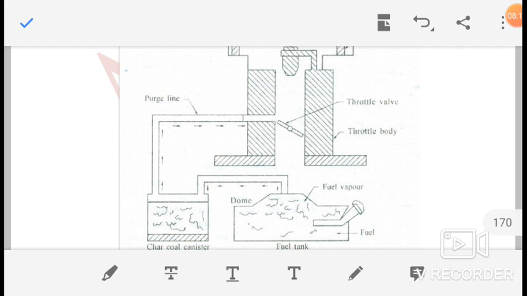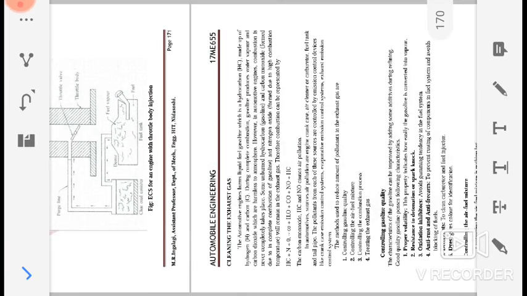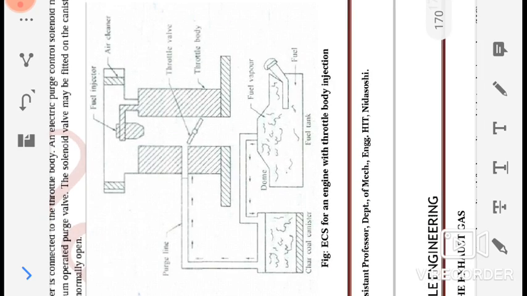You can observe it properly. This is the full diagram. It is nothing but the ECS for an engine with throttle body injection, the evaporative control system. This one is the diagram of the evaporative control system.